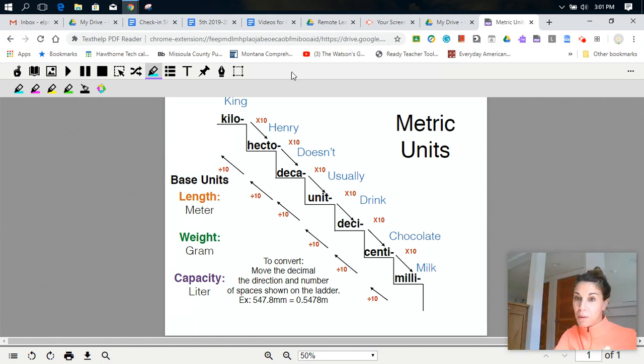Good luck. Just try the sample problems, and then Miss Allie will be going more over the 8.3 homework.